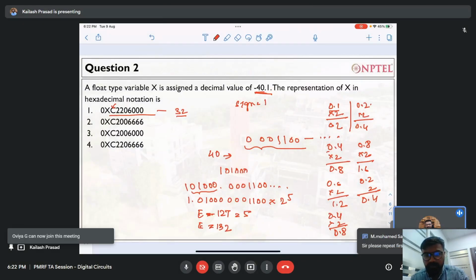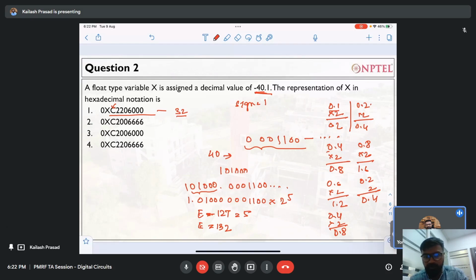Please repeat the first step. Okay, so you're talking about how I have converted the decimal part into binary? You're saying that?